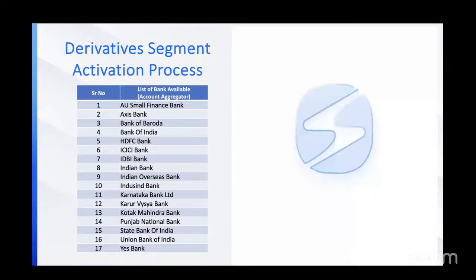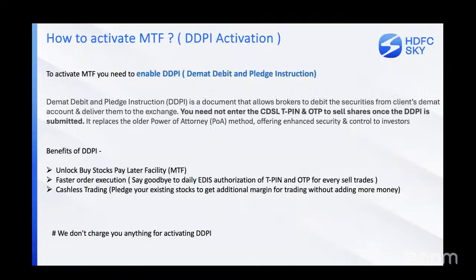Coming next to how to activate MTF, that is DDPI. First of all, what is DDPI? DDPI is nothing but demand, debit, and pledge instructions. Why is it important for any investor or trader to activate DDPI? I will explain that in detail here. And also what exactly MTF is, and what the benefits of activating the DDPI are, is something I'm going to explain here.